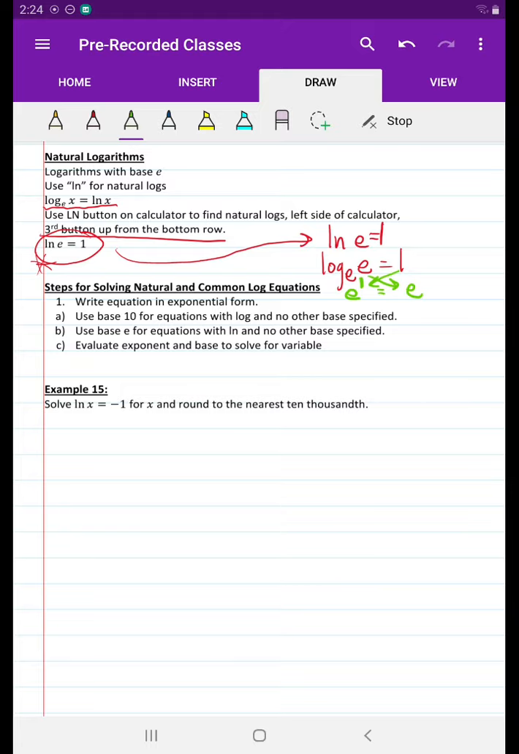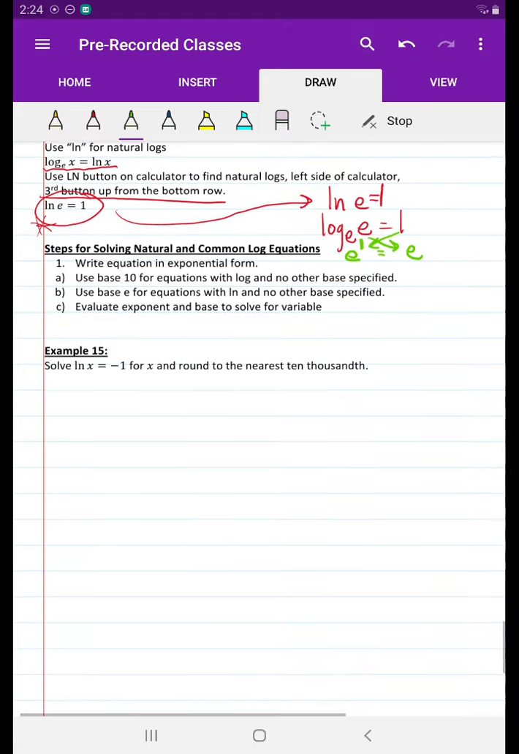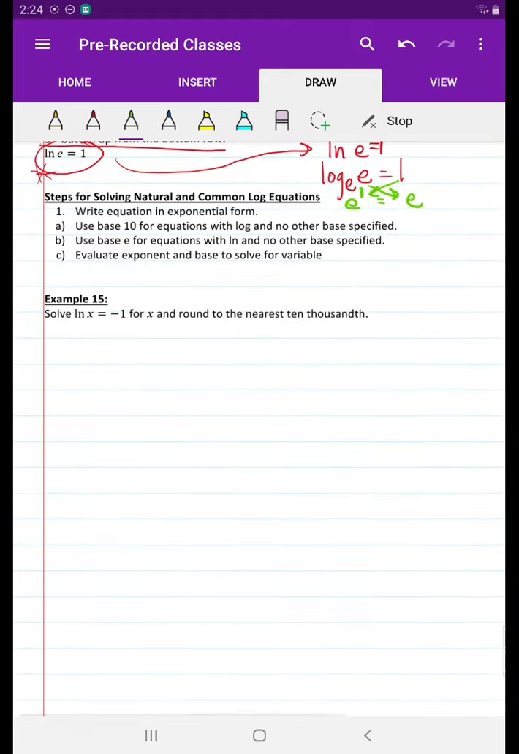So solving natural and common log equations, how we typically do this is you're going to rewrite your equation in exponential form. Okay, so a lot of the times changing the form helps us see what we have and makes it easier to work with. If you have log and no other base is specified, you'll use a base of 10. If you have natural log and no other base is specified, you'll use base e. Okay, and then you just evaluate and solve.